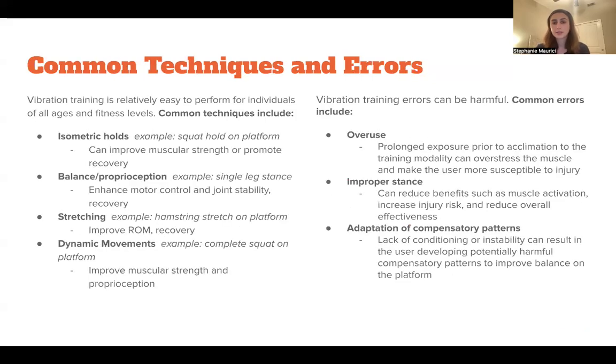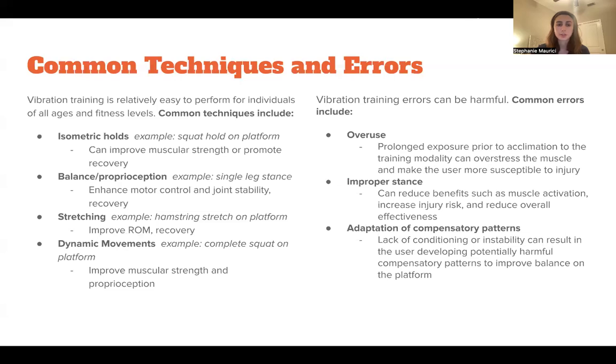So some of the common techniques and errors. It's relatively easy to perform. Like we saw on the last slide, you are standing on a platform. Depending on which type you're using, you either have something to grip onto, or on the smaller portable one, you just stand on it.